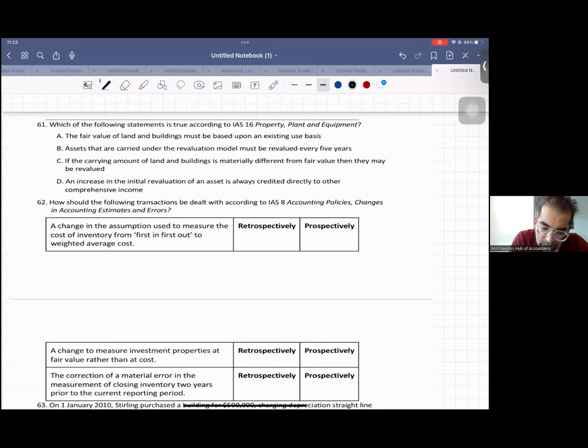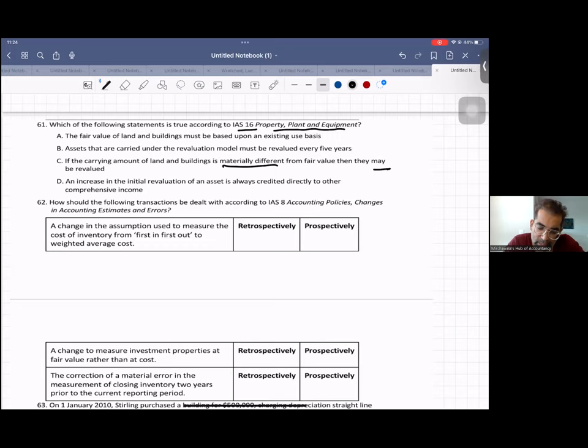Which of the following statements is true according to IAS 16, property, plant and equipment? A: the fair value of the land and building must be based upon existing use basis. No. The fair value is market based, so point A is not appropriate. C: assets carried under the revaluation model must be revalued every 5 years. No. If the carrying amount of the land and building is materially different from fair value, then they must be revalued. Whenever there is a material change in the market value, you need to revalue. So point C is again incorrect.